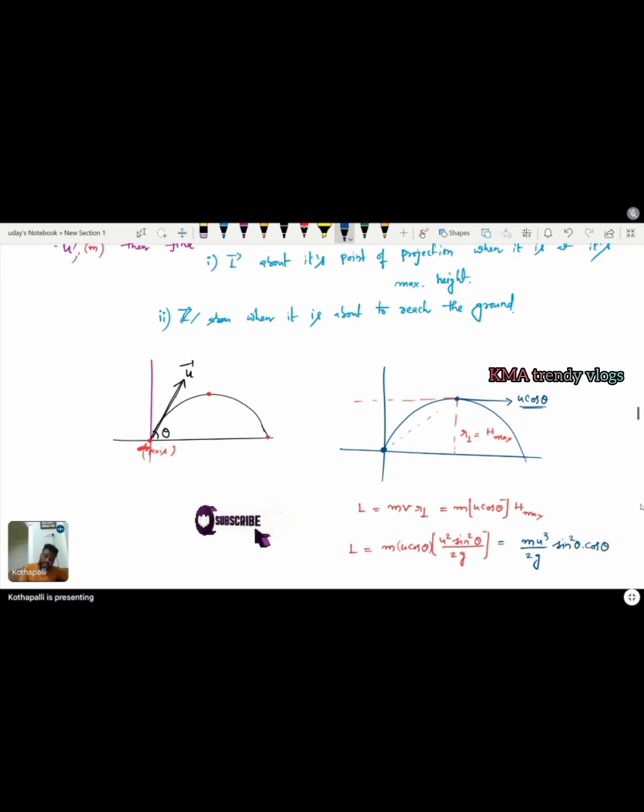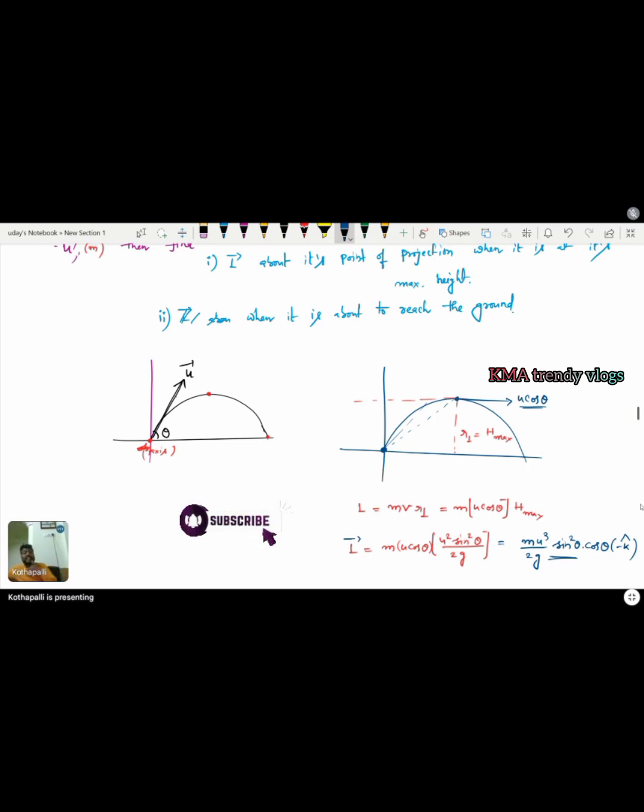It appears to be in clockwise sense, right? Because in different positions, if you see, the theta is going like this. So clockwise direction, so minus k. Understand? The angular momentum of the projectile when it is at its highest point about the point of projection is this much. Can you try the second question at least?